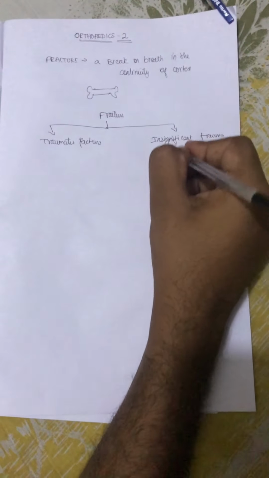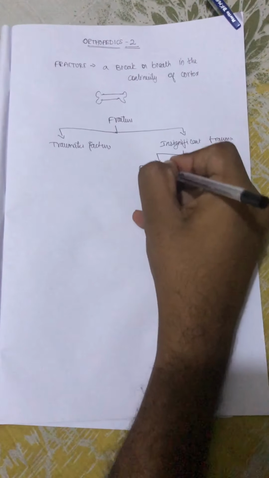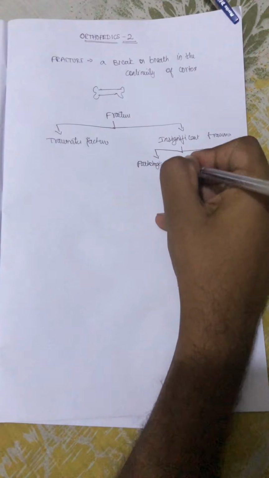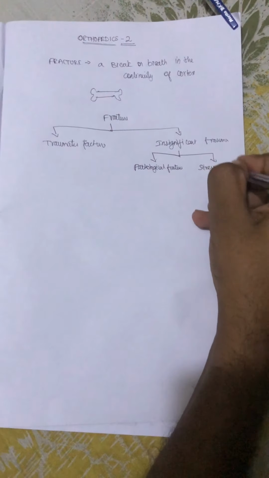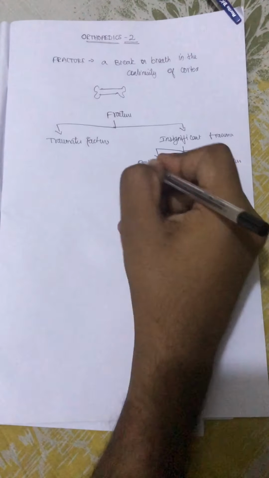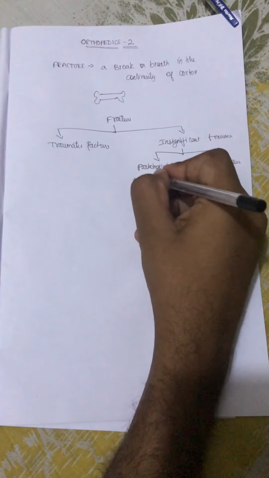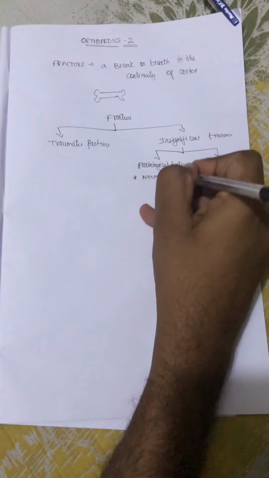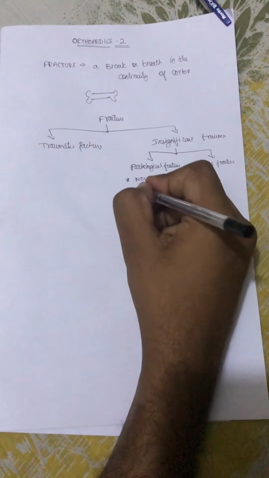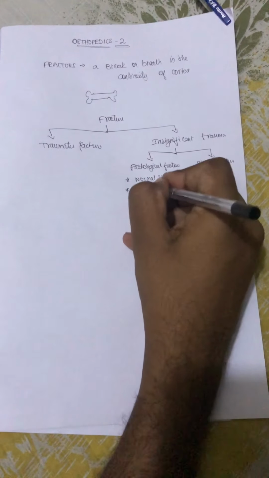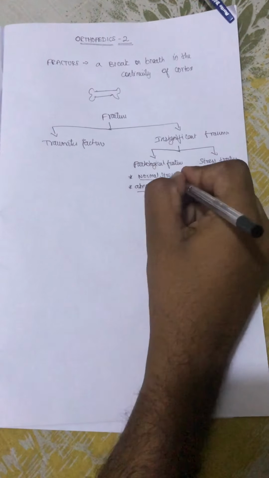There are two types of insignificant trauma. The first type is pathological fracture, and the other type is stress fracture. The pathological fracture is nothing but a case where there is normal stress, but the bone is faulty. So there is abnormal biology in the bone, or an abnormal bone. So in the pathological fracture, the bone is abnormal but the stress is normal.